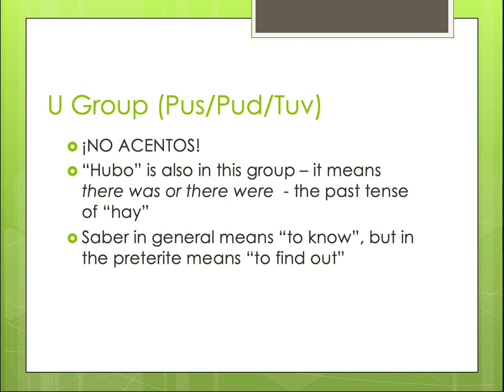Quick notes on this group, there's no accents. The verb hubo is in this group. In the present tense, we say hay, there is, there are. But if you're saying there was an event in the past, like, ooh, there was a fire, there was a tornado, something like that, hubo.